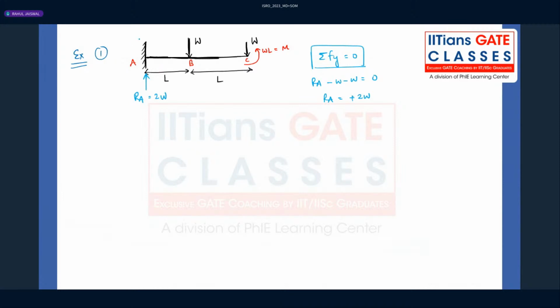What about the reaction moment? There will be a certain reaction moment. Let me assume the direction like this, the reaction moment at A. So summation of moment about this point A to be 0. That is another static equilibrium condition. So what we have here, let us assume clockwise to be positive, anti-clockwise to be negative. So minus MRA, minus W into L plus W into L plus W into 2L, that is equal to 0.